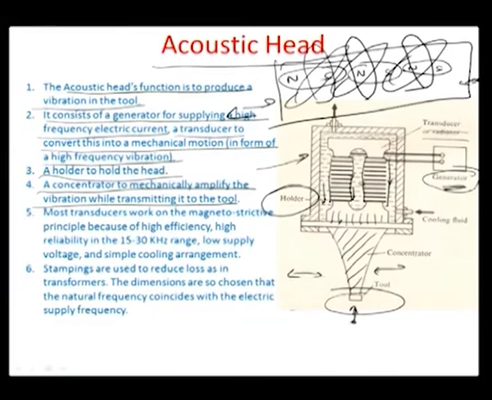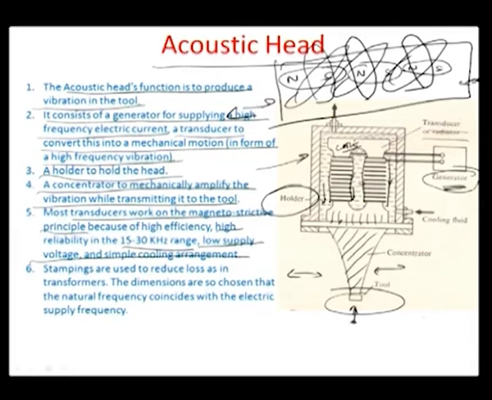And most of the transducers actually, as I already told you, work on this magnetostrictive principle, particularly because it is highly reliable in high frequency ranges. 15 to 30 kilohertz is typically the operating frequency range of a USM tool, and it also has low supply voltage and simple cooling arrangement, which prevents the heating of this core, okay, the magnetostrictive core of the particular transducer.